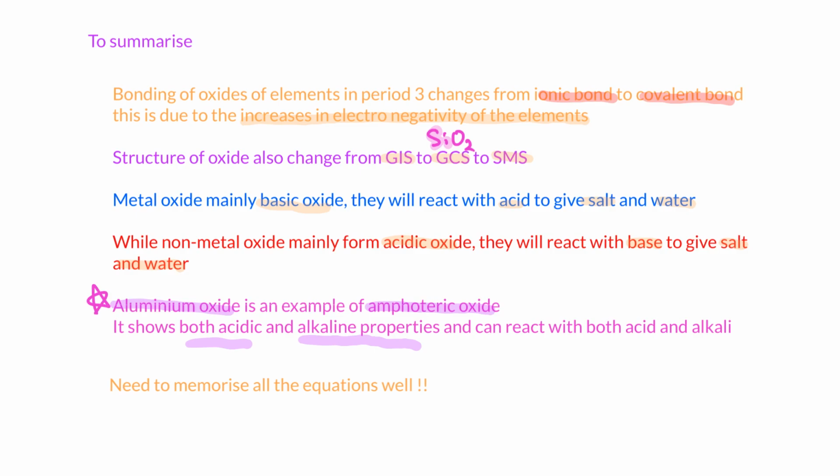So what you need to do for this chapter mainly is to memorize all the equations that we have learned. So that's all for this part 1. In part 2, we're going to talk about the rest of the giant covalent structures and simple molecular structures.